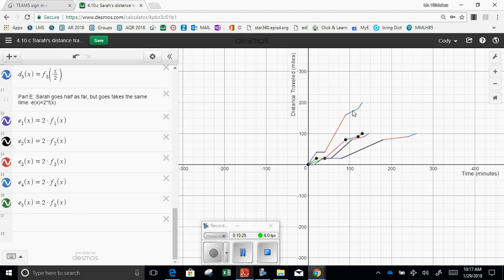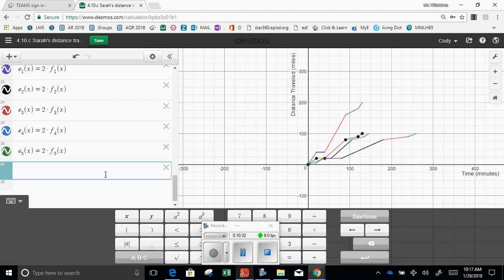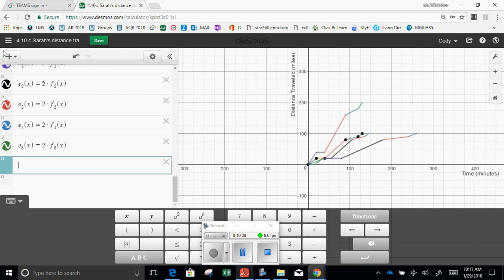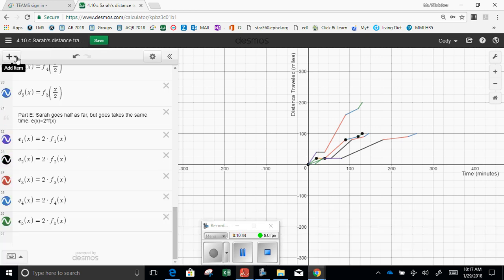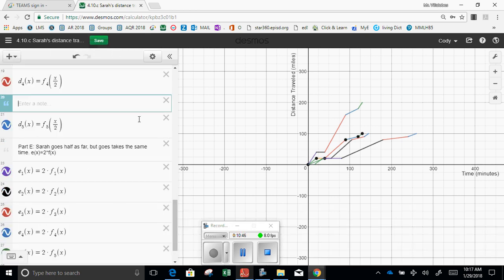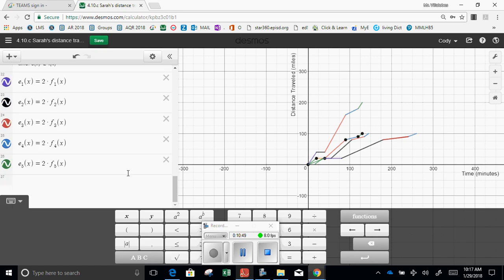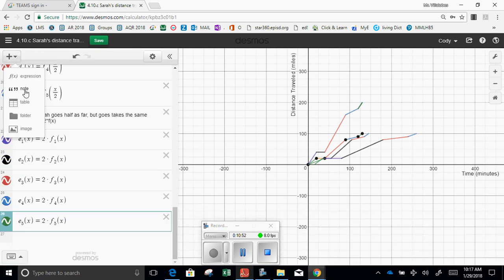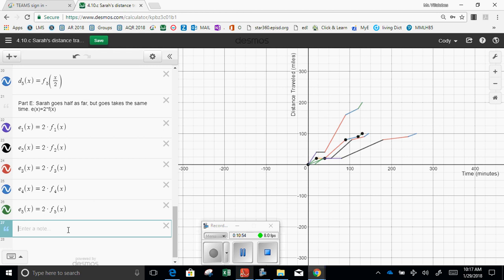Now one last one. Let's do the last one, which was Sarah starts 30 minutes earlier and twice as far. I gotta add a note. Add a note. I don't know why the note went up there. Add a note. Okay, so Sarah goes twice as far. Starts 30 minutes earlier and goes twice as far.